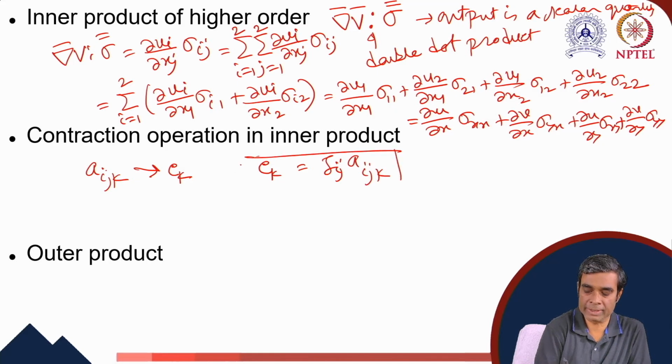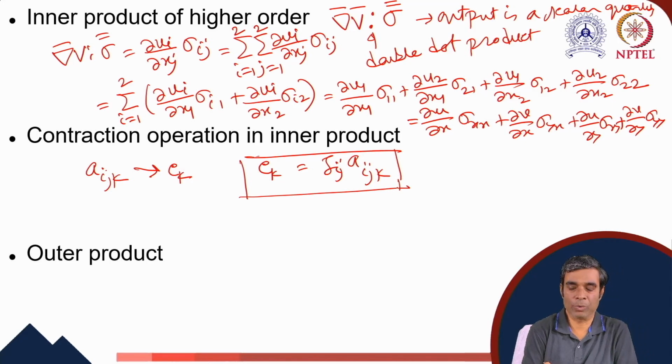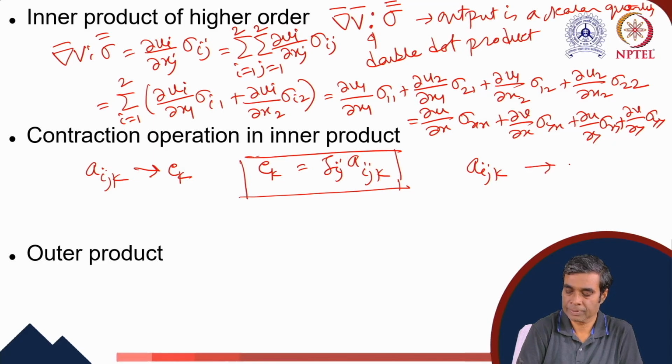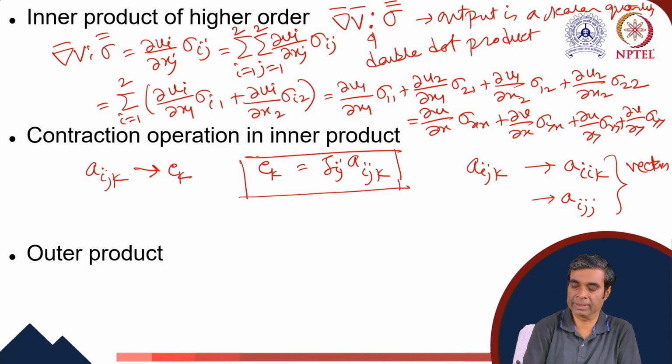So this kind of an operation, where the third order tensor reduces its order by 2 and becomes a first order tensor, is known as a contraction. So the tensor a_ijk can have the following forms: a_iik, a_ijj, etc. Both of them are vectors, and these are examples of the contraction operation.